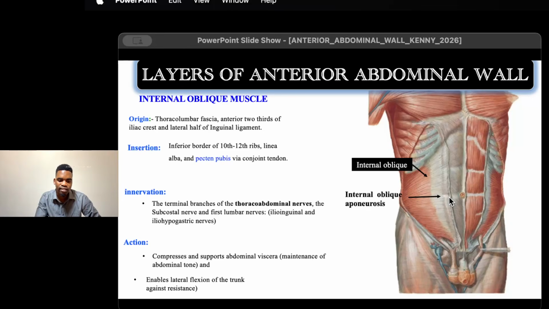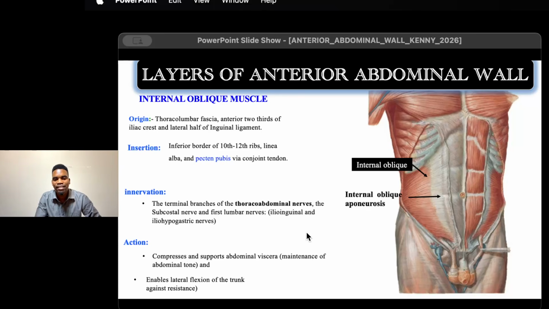Next, we're going to discuss the innervation. What's the innervation of this muscle? It's going to be innervated by the same nerves, the thoracoabdominal nerves, plus the first lumbar nerves. These are the ilioinguinal and the iliohypogastric.